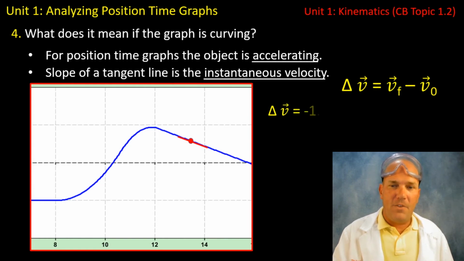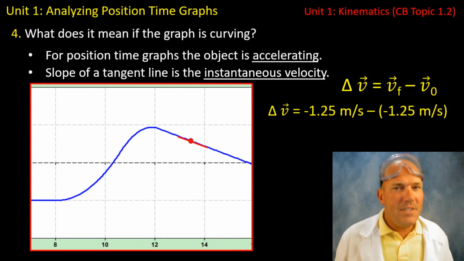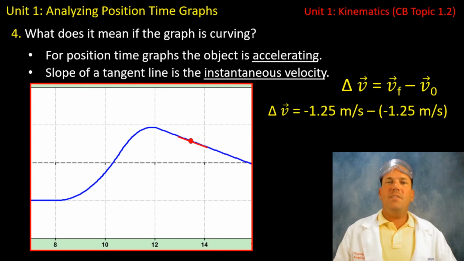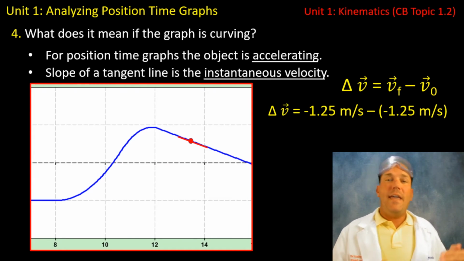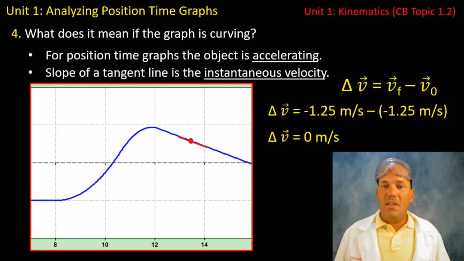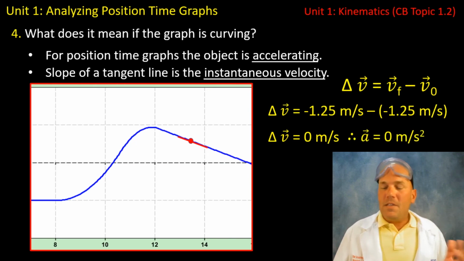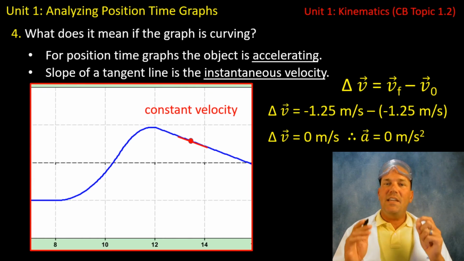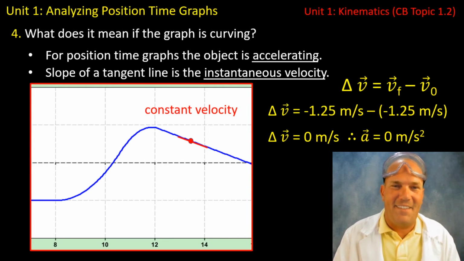If we look at our final and initial quantities and we pay attention to signage, we have a negative slope throughout, which means we're taking a negative 1.25 and subtracting a negative 1.25. Well, we get a change in velocity of 0 meters per second. And that means that during this period, there is no acceleration. Velocity is not changing.